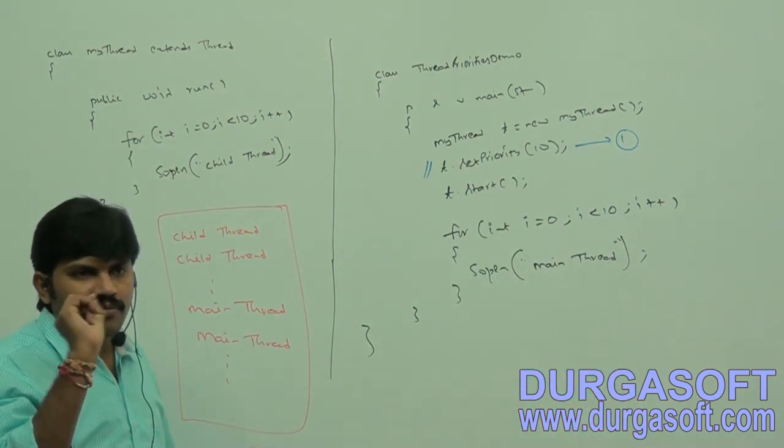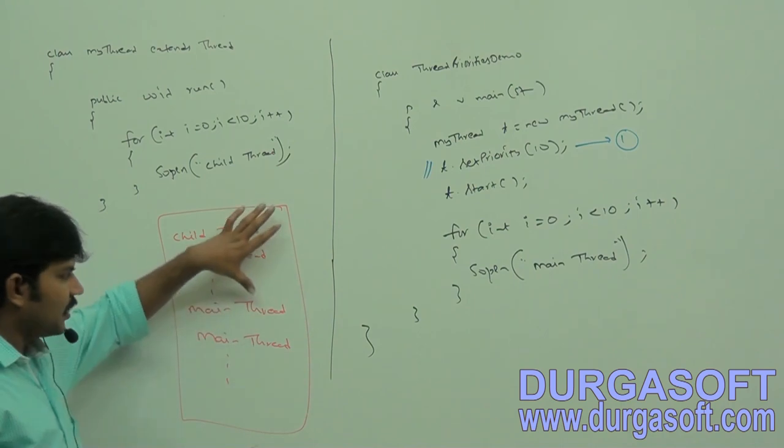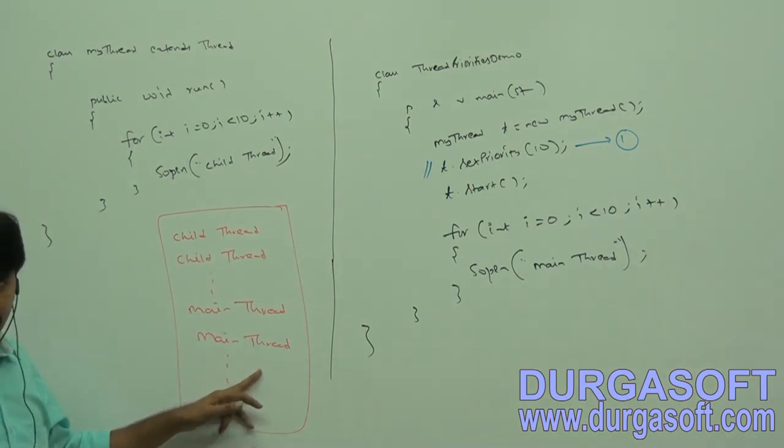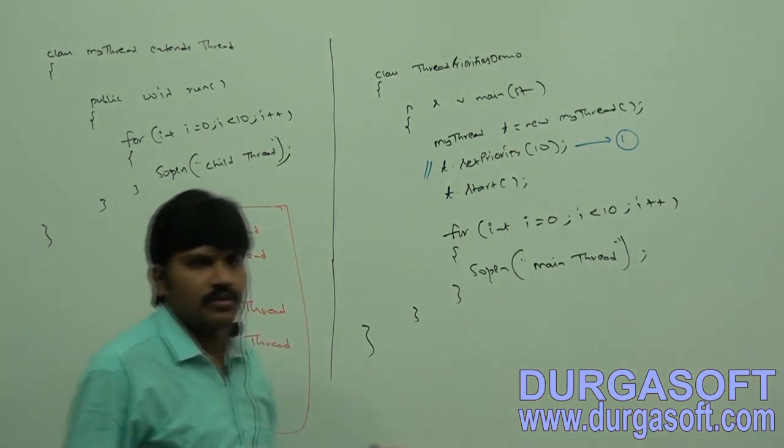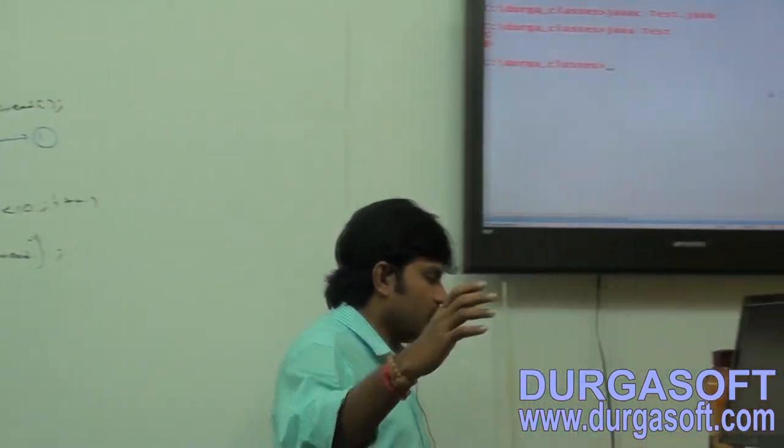Okay, so this is what you should be aware of clearly. But here one small twist is there. There is one small twist you should be aware of. Let me execute this code. Here, just have a look once.